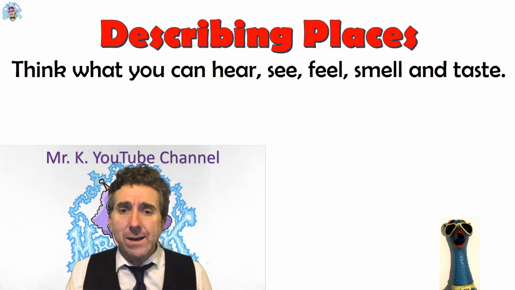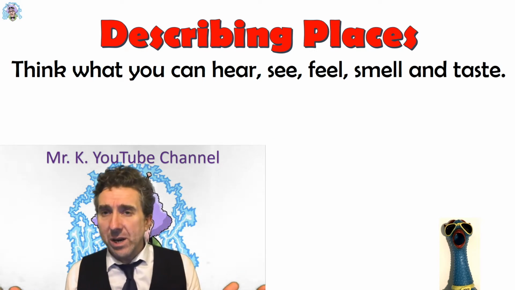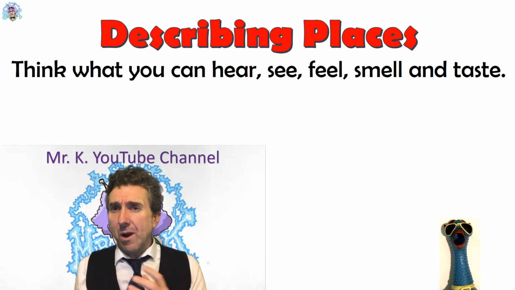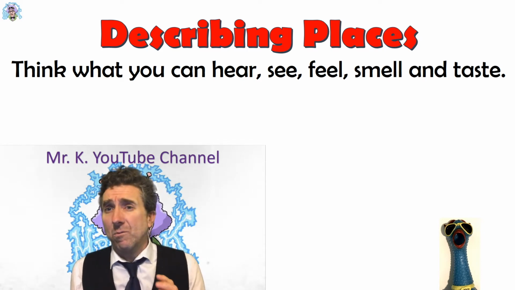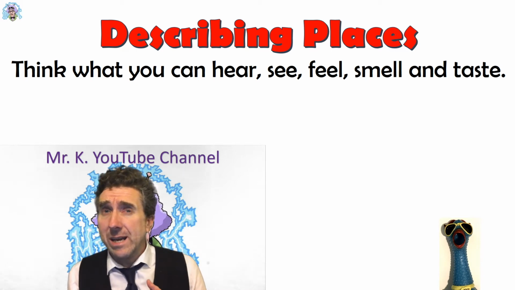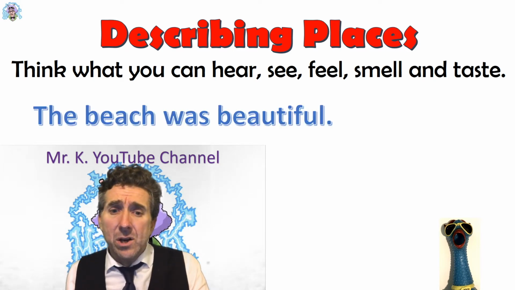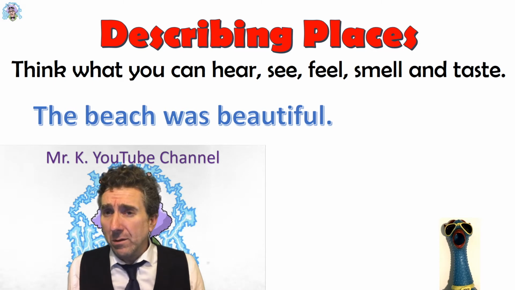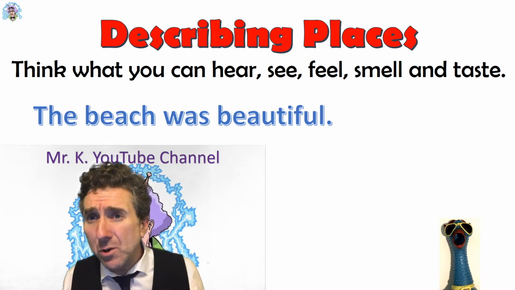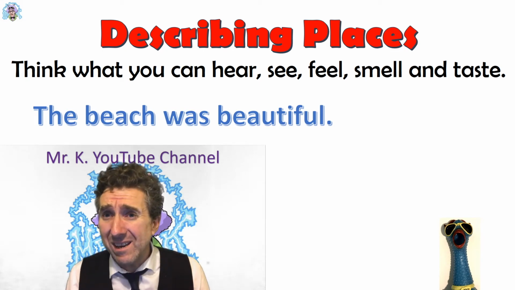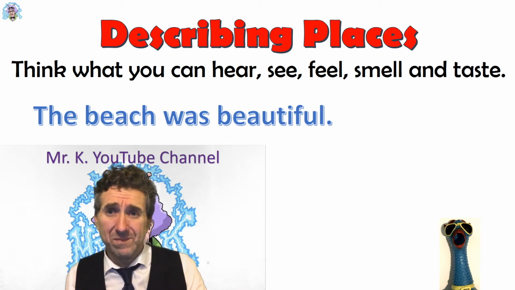Let's keep going. Another thing that you could describe in your story, or often do, are places. So when you're describing a place, you should try and think, okay, what could the reader hear there, or what could they see, or what could they feel, what could they smell, and what could they taste? So here's an example. The beach was beautiful. Okay, yeah, it was beautiful, but does it really paint an image in my head? I don't think it does. Let's make it a little bit more interesting.